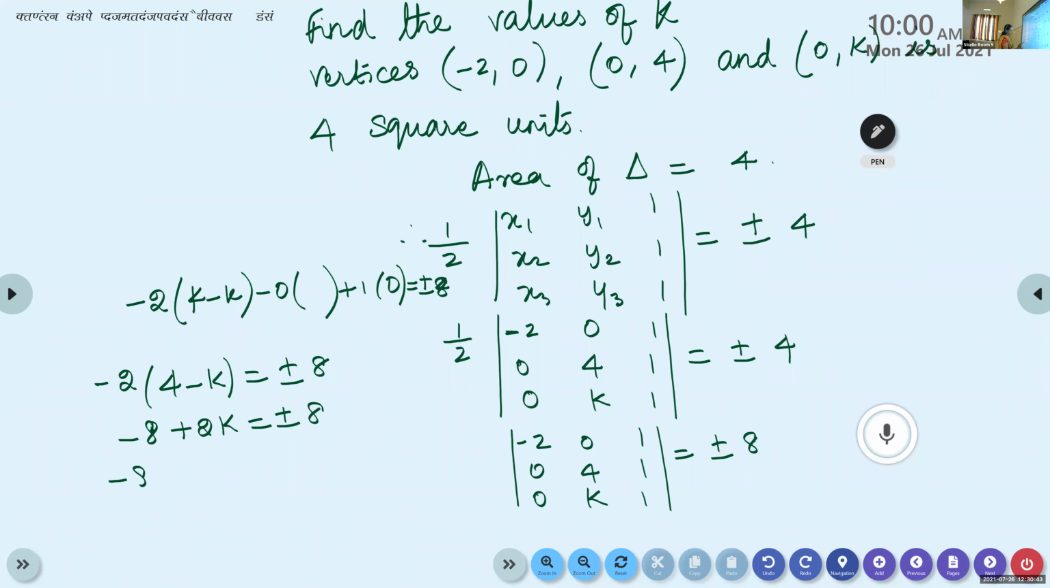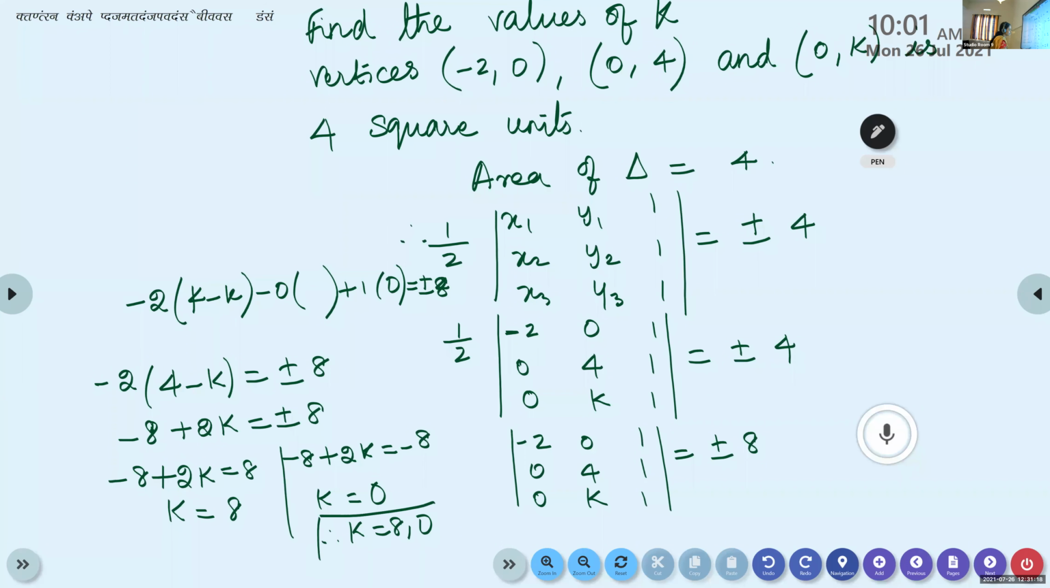So now equate it: minus 8 plus 2k is equal to 8, or minus 8 plus 2k is equal to minus 8. Both the cases. If it is equal to plus 8, what is the value? If it is equal to minus 8, what is the value? From here, calculate and give me the possible values of k. K is 8 or 0. So therefore, k is equal to 8 or 0. We have two values here.